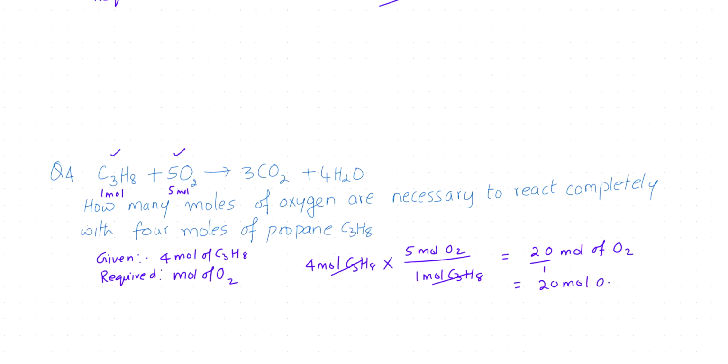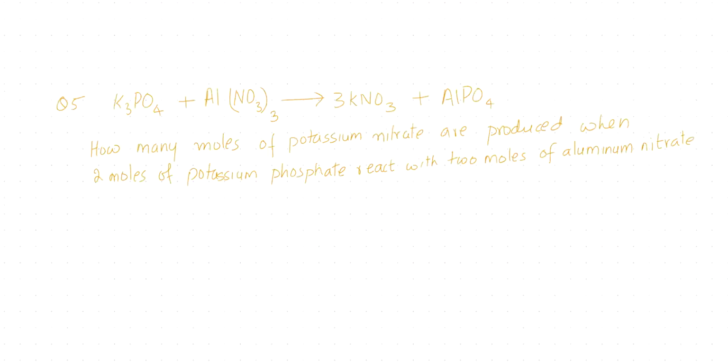Okay, one more question. Potassium phosphate plus aluminum nitrate. These two react and they form potassium nitrate plus aluminum phosphate. Now the question is how many moles of potassium nitrate are produced when 2 moles of potassium phosphate react with 2 moles of aluminum nitrate.